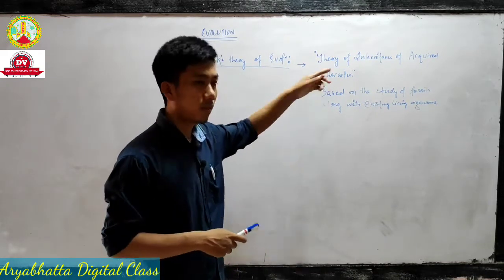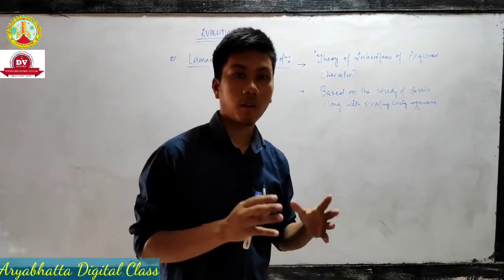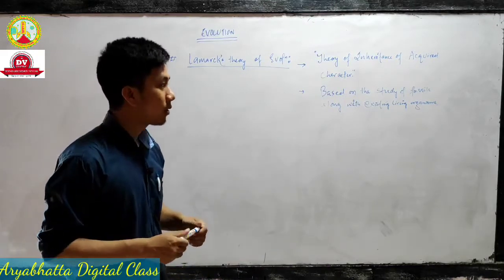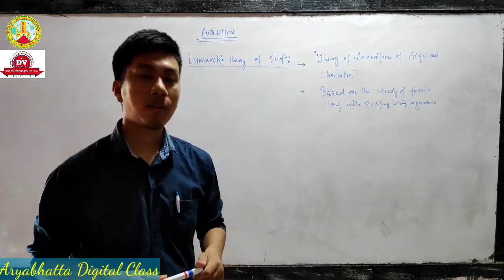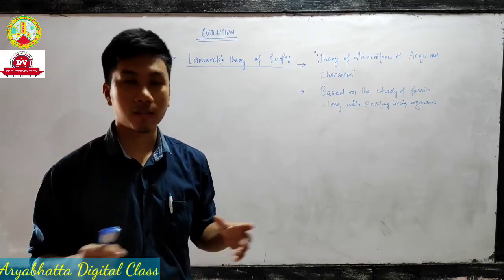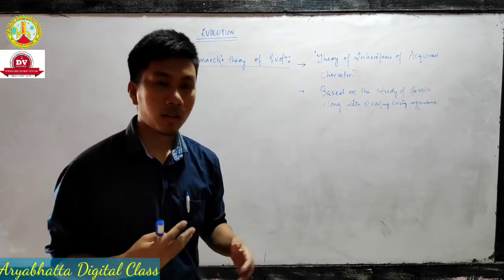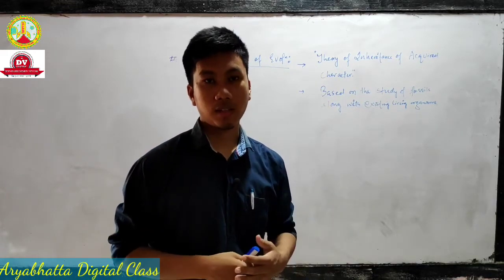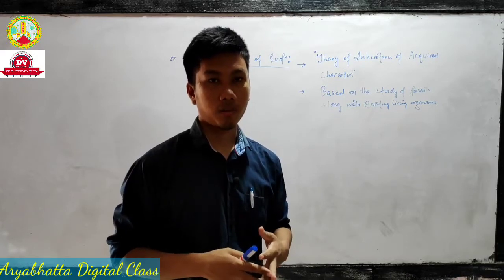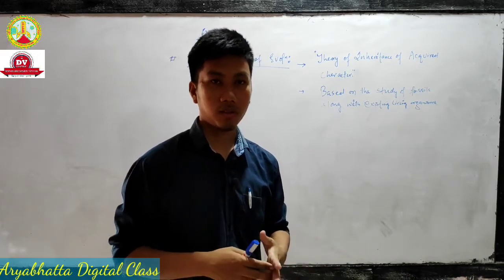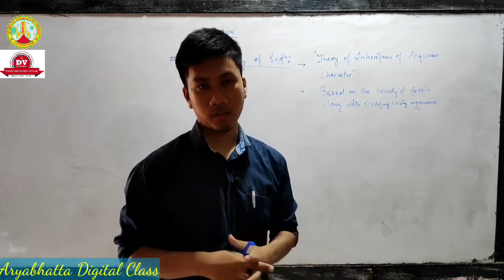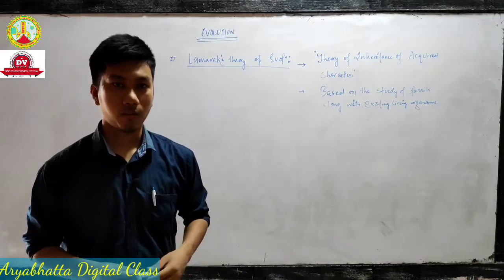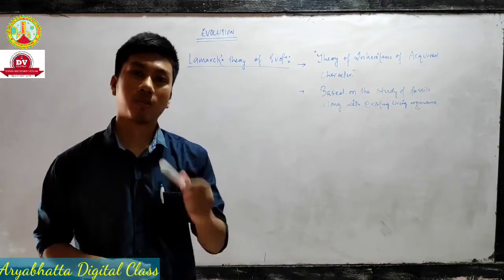Remember, which theory is known as inheritance of acquired character? That is Lamarck's theory. Okay, and his theory is based on the study of fossils along with existing living organisms. So the postulate that he gave was based on the study of fossils with respect to existing living organisms. Okay, so next we need to see the postulates given by Lamarck.